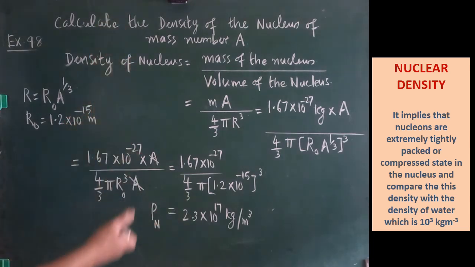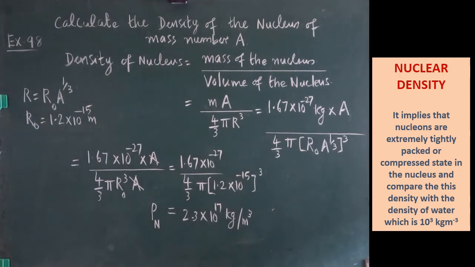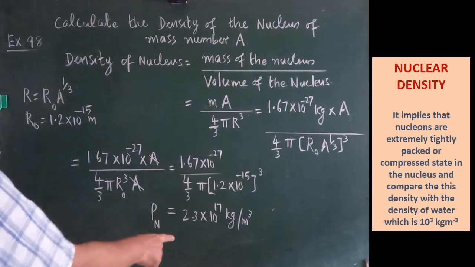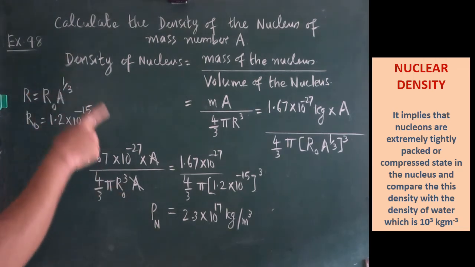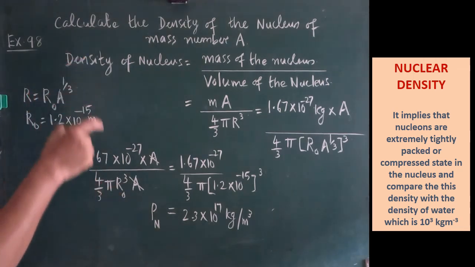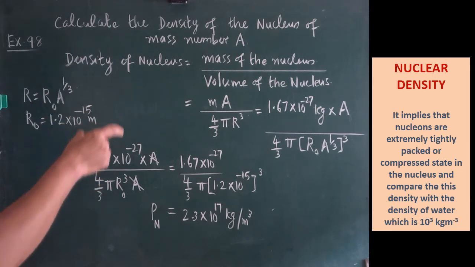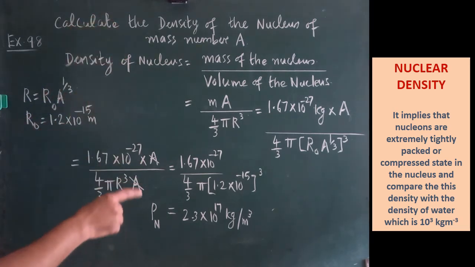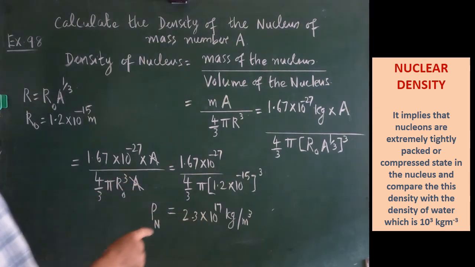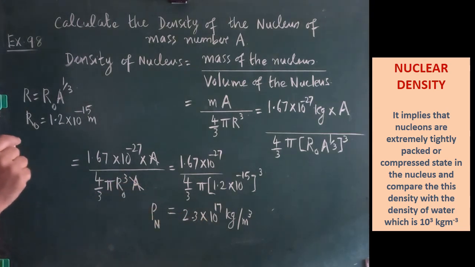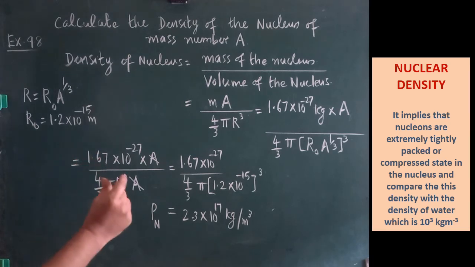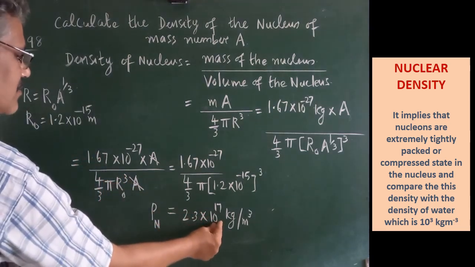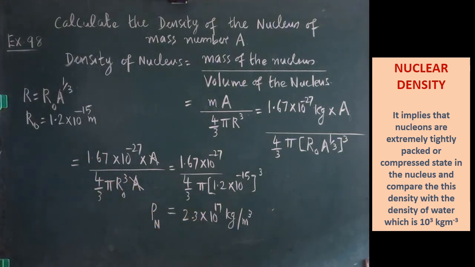This question may be asked in the examination, so be thorough with this. Don't forget, this is not given in the form of a paragraph or any concept; it is asked in the form of a problem. So you have to understand that the nucleus has a very high value of density, which is proved by this value, 10 to the power of 17. Its unit is kg per meter cube.